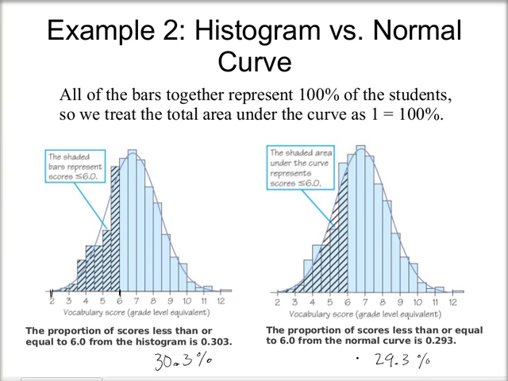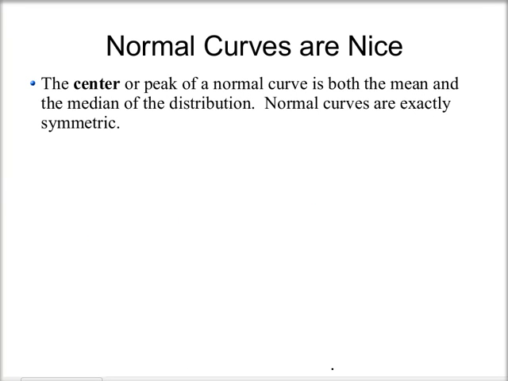So that's an approximation. These are about the same, so that's pretty good. We're only off by 1%. So that's how we can use the normal curve to approximate the histogram.